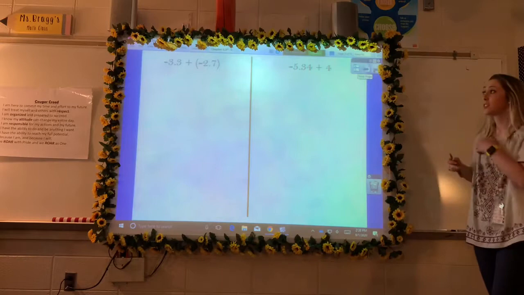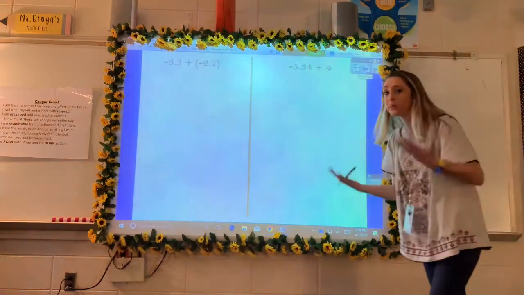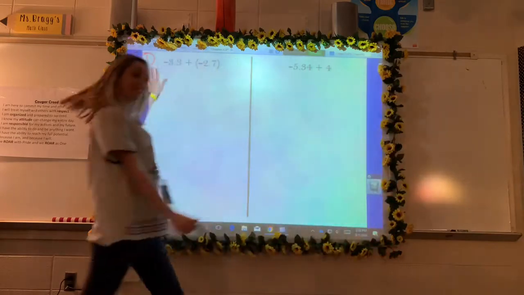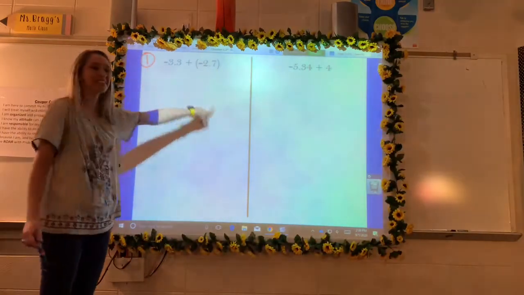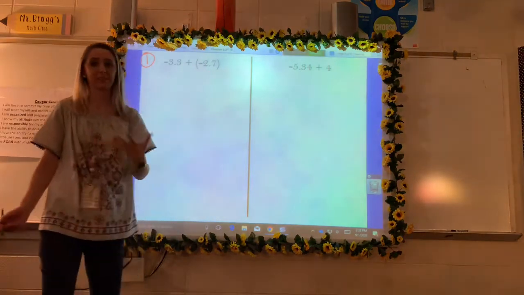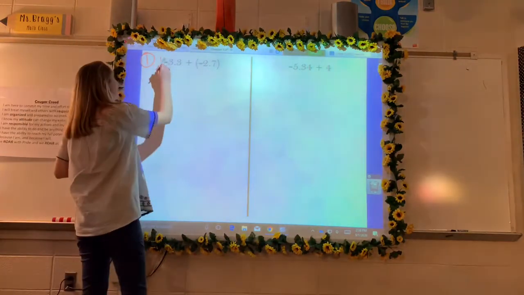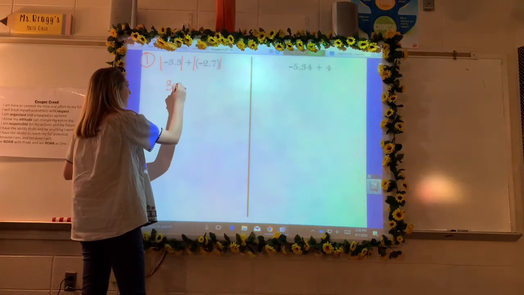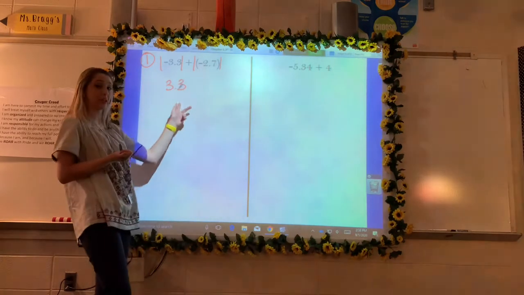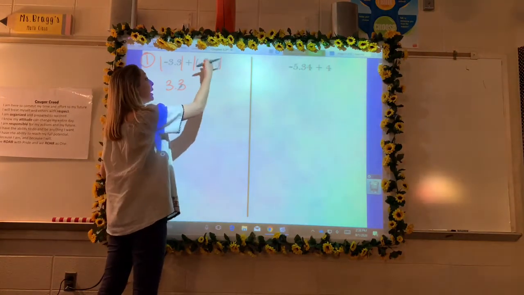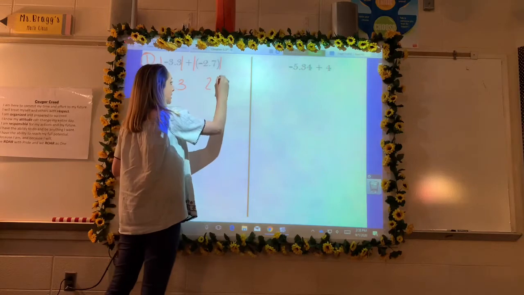So let's do 2 examples, kind of like what we did with fractions, just so we can keep working with them, okay? So this is going to be example number 1. We have negative 3 and 3 tenths plus negative 2 and 7 tenths. So we take the absolute value. So negative 3 and 3 tenths becomes positive 3 and 3 tenths. And then negative 2 and 7 tenths becomes positive 2 and 7 tenths.